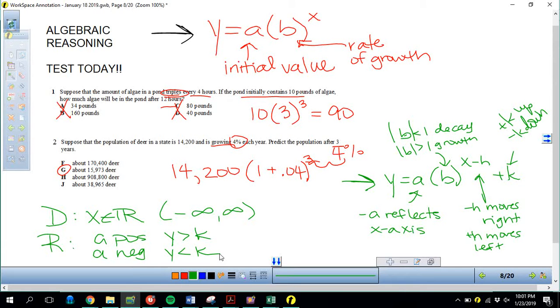Use your calculator, graph it, read the questions carefully, try your hardest, remember your initial values. If it's growth, you need to add. If it is decay, you're going to subtract instead. So growth, add; decay, which is when it's less than 1, you have to subtract from 1. And that should get you through your test just fine.